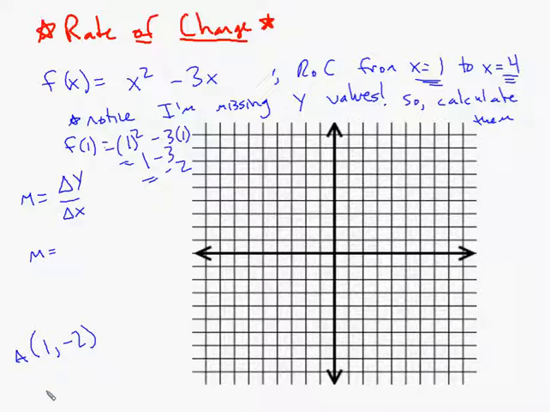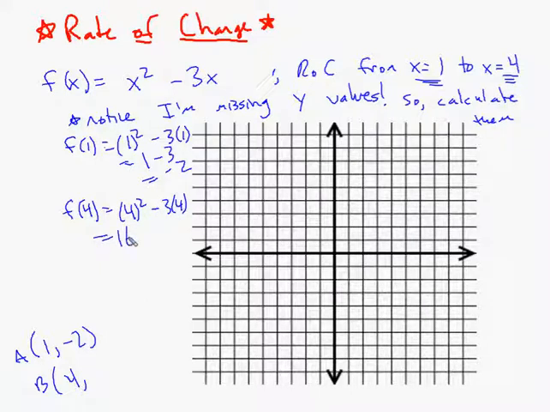That's point A. Point B, I'm going to calculate with the 4. So I need to find f of 4. That's going to be 4 squared minus 3 times 4. That's 16 minus 12, which is 4. So that's my second point. Do you get what I'm saying? All you have to do is use the x values to calculate the y values by putting them into the function. Don't get all upset because you forget.